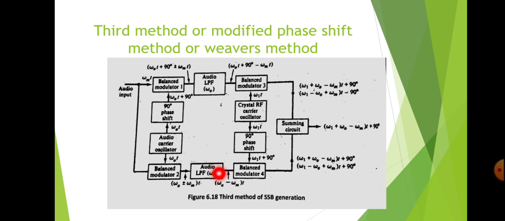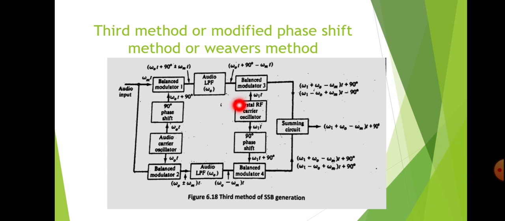Similarly here also there is an audio low pass filter and it will pass the low frequencies alone and reject the higher frequencies. What are the low frequencies here? Omega 0 t plus or minus omega m t is the input and here the low frequency will be omega 0 t minus omega m into t. So at the output of this audio low pass filter we will get omega 0 minus omega m into t. Okay. So now we have the low frequency signals or lower sidebands alone.